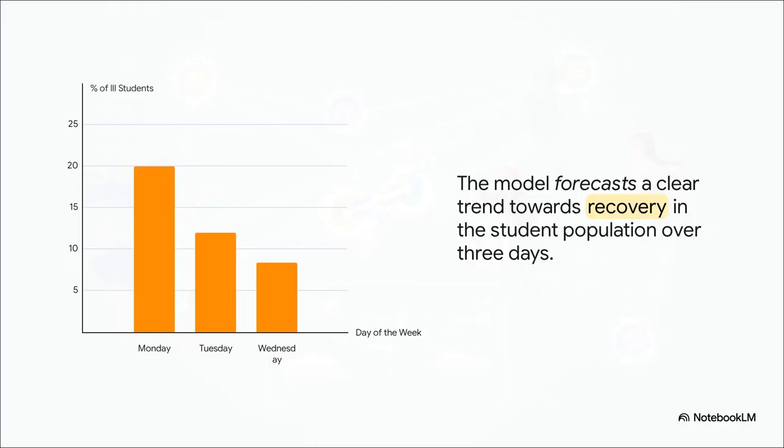Now just look at the story this bar chart tells. Using our model, we can actually forecast the trend. That initial 20% of ill students on Monday is predicted to drop to 12% on Tuesday, and then down to just 8.4% by Wednesday. This shows a really clear trend towards recovery, and that's vital information if you're trying to predict when, say, campus health services might see a drop in demand.